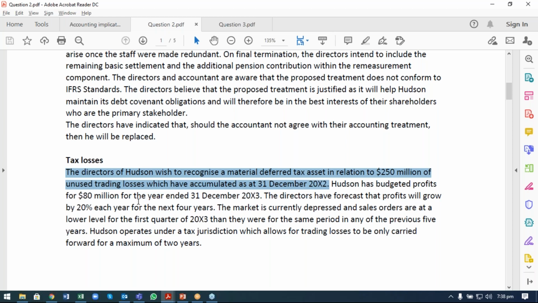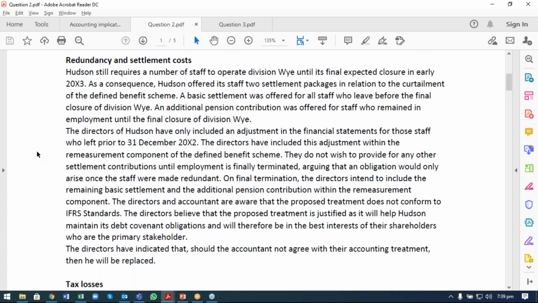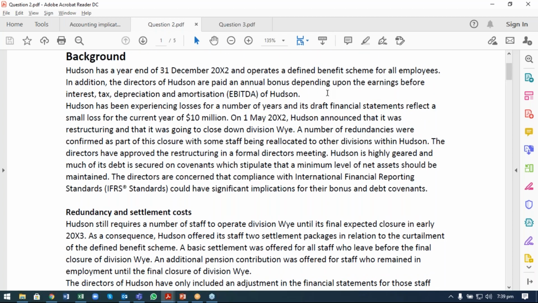Hudson has budgeted profits of 80 million for the year ended 31st December 2002. Directors have forecasted that the profit will grow by 20% each year for the next 4 years. Hudson has budgeted profits of 80 million for the year ended 31st December 2003. You can see what is the profit of Hudson company. Hudson had been experiencing losses for a number of years, and till 31st December 2002, Hudson has made a small loss for the current year of 10 million.